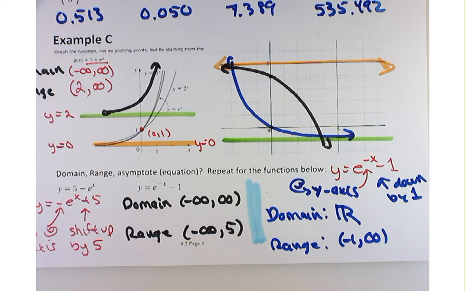All right. How are we looking on that one? Doing all right? Okay. Let's keep on working with exponential functions. So, flipping over our handout to example D.